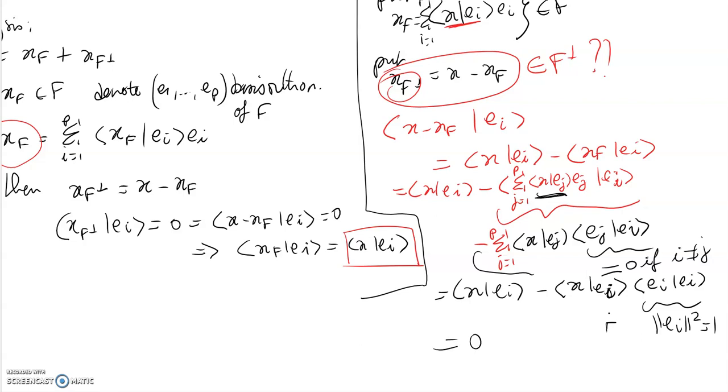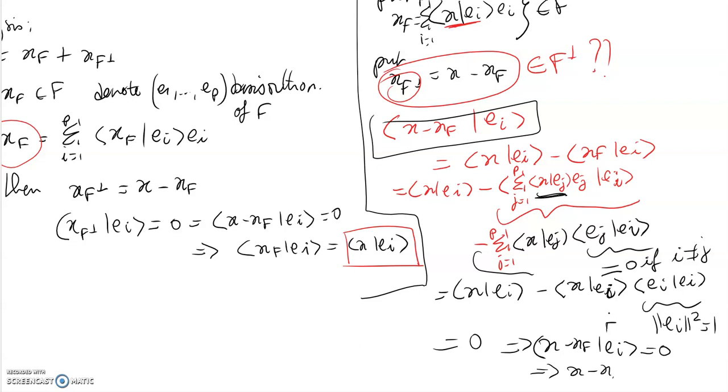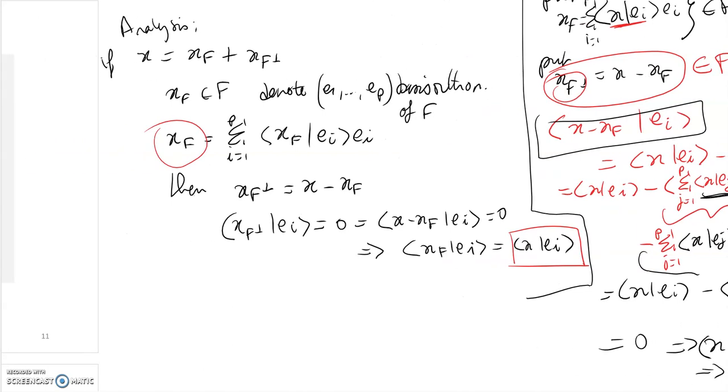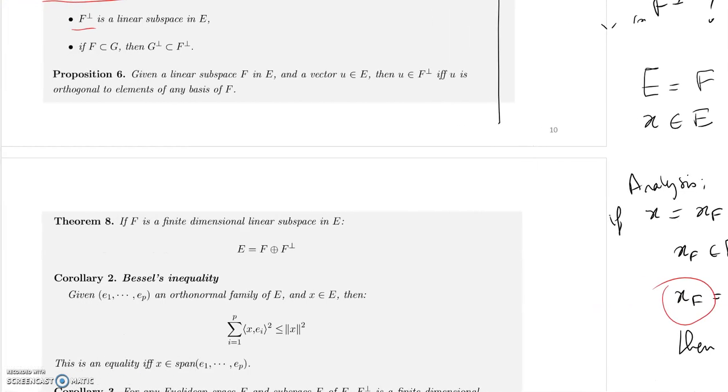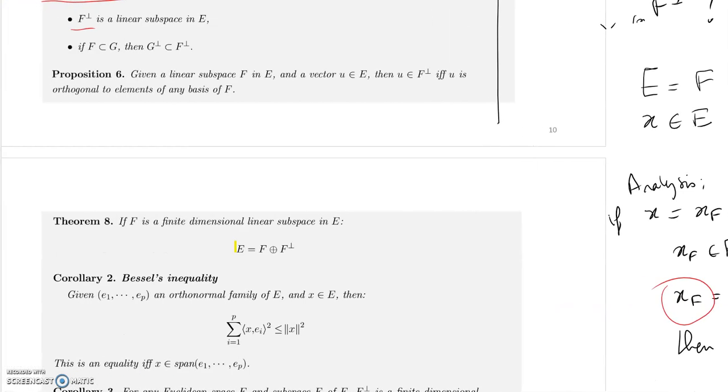So what have we proved? We have proved that X minus XF scalar product with EI, any EI of the basis, is equal to 0. So X minus XF belongs to F orthogonal. And then we really have this direct sum. Okay, so that is pretty intuitive.